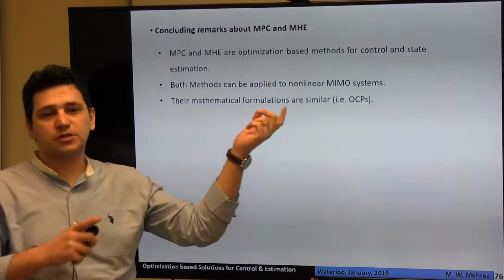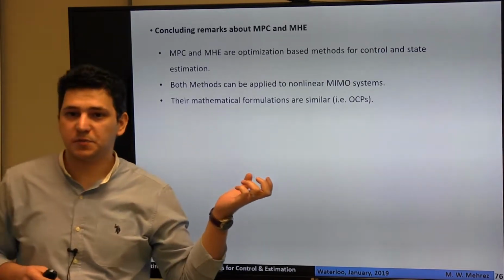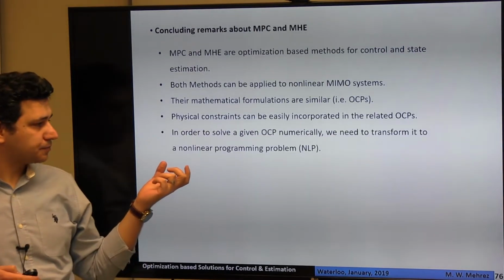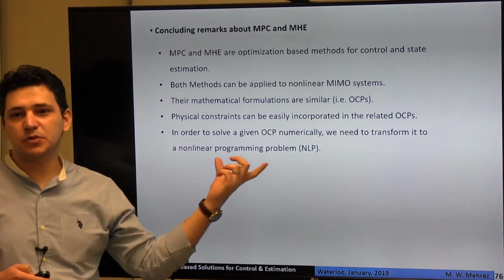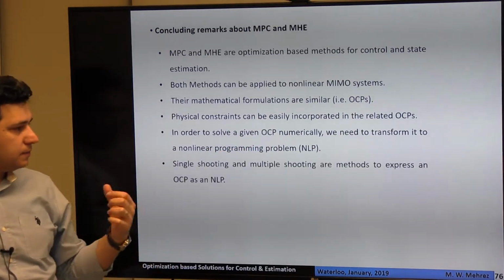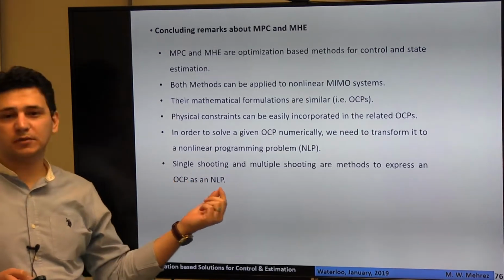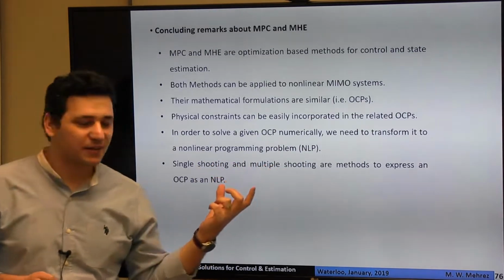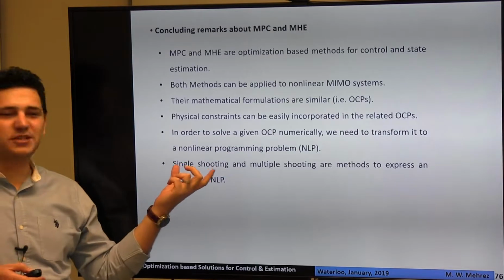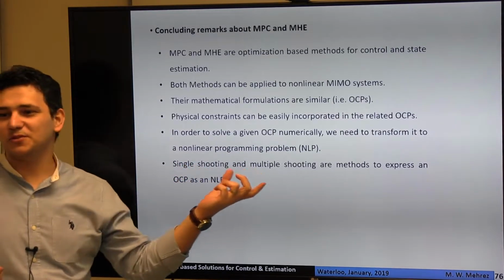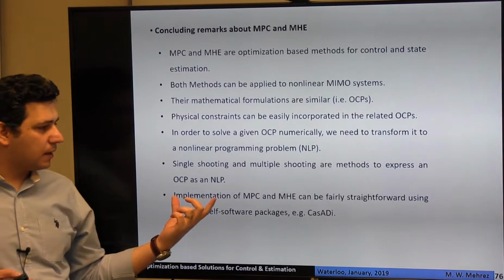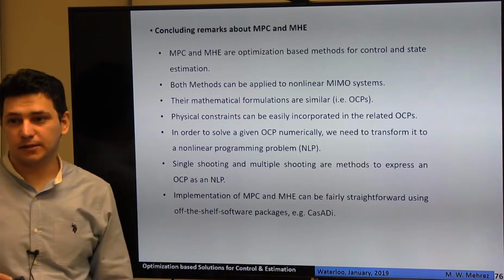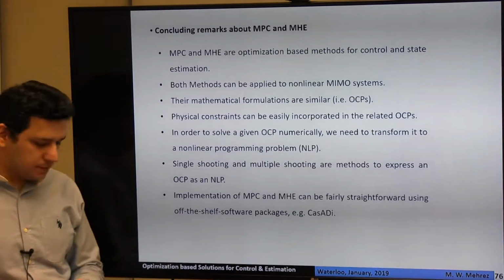The mathematical formulations for both are similar. Both can be expressed as OCPs, or optimal control problems. We can take physical constraints into consideration, and we can solve them numerically using NLP in Casadi. To convert from OCP to an NLP, we can do single shooting, which I think you will not do again, and multiple shooting, right? For small size problems, single shooting is still okay, but you already know multiple shooting now, so why not? The implementation can be fairly straightforward using packages like Casadi with its external solvers.